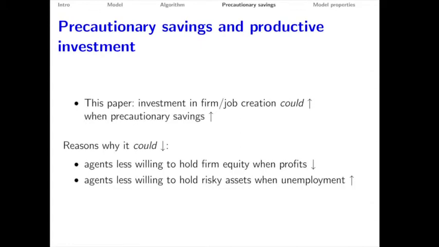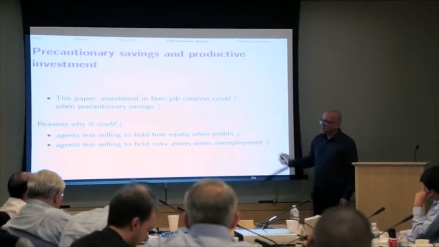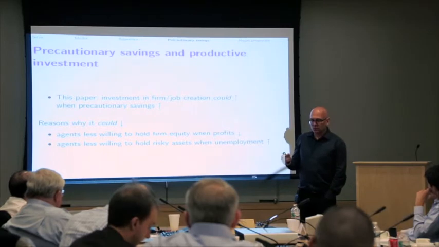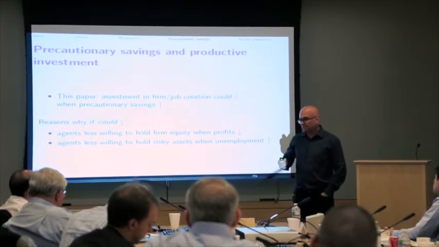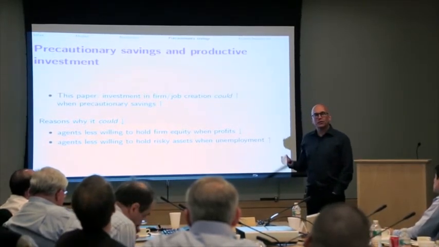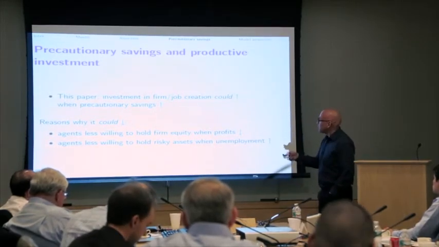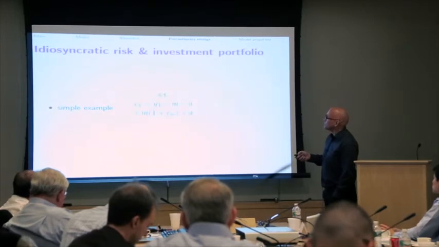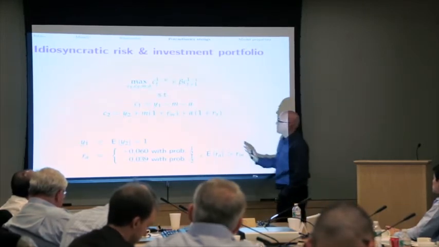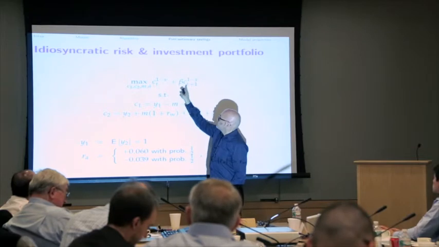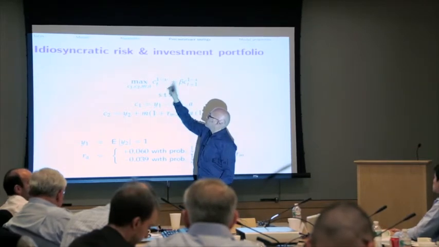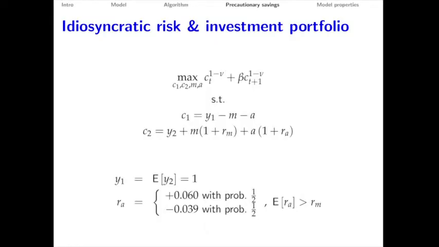But the other aspect is that if agents have a higher chance of becoming unemployed, then they're less willing to hold risky assets. So there's a portfolio shift. Okay, so I have a very simple example to make that clear. It's just two periods. The guy is maximizing utility over those two periods, consumption in the first period, consumption in the second. So he invests in something that's risk-free, M, and something that's risky, A.